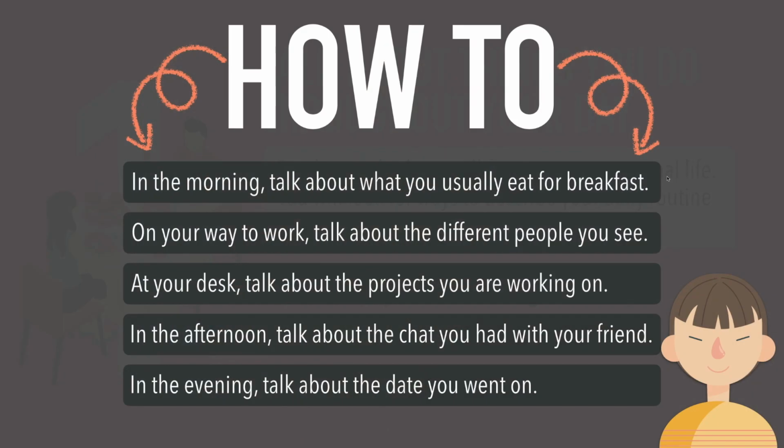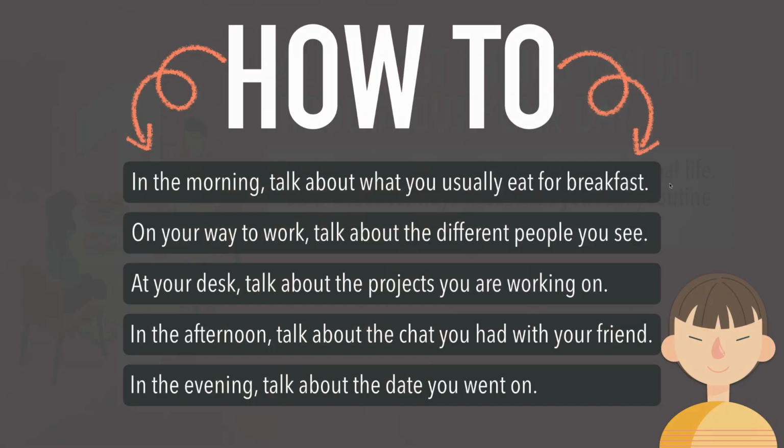When you're at your desk, you can talk about the projects you are working on. You can think about the projects and very quietly say, this is a very difficult project. Or you can say, I need to finish this project by tomorrow. Start thinking in English. Start thinking in English throughout the day about what you're doing. Or in the afternoon, talk about the chat you had with your friend. And even in the evening, talk about the date you went on.